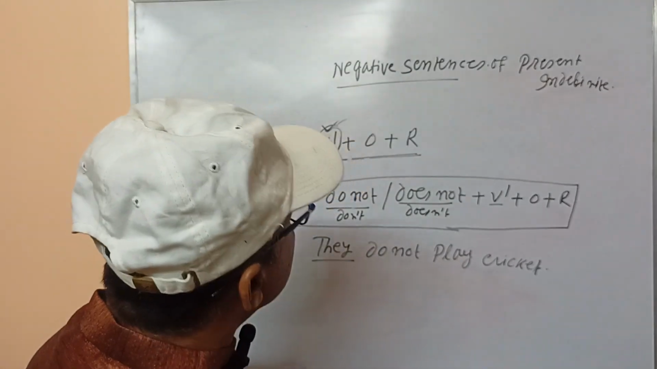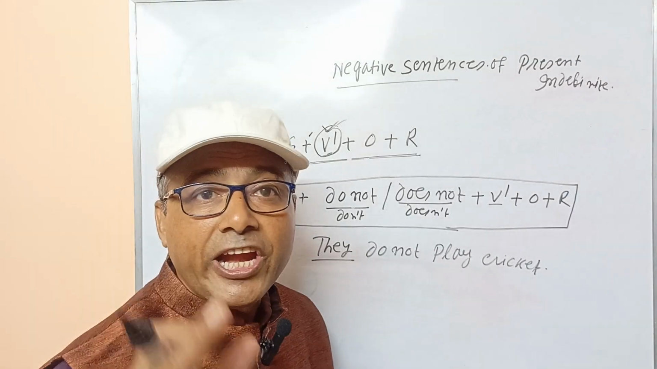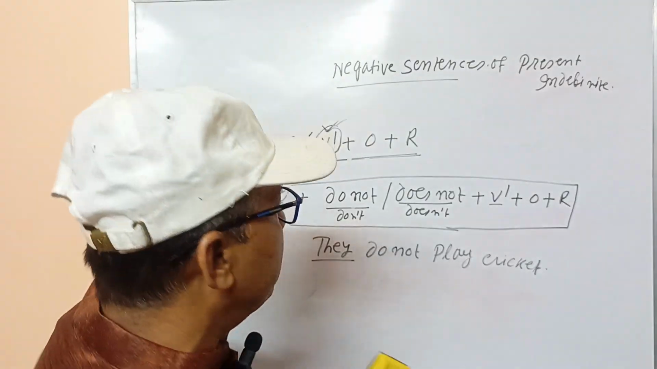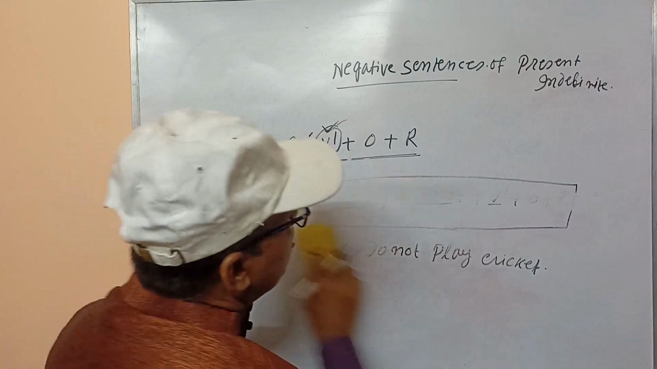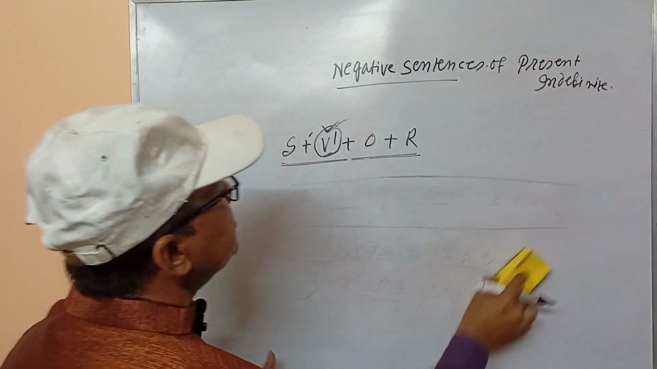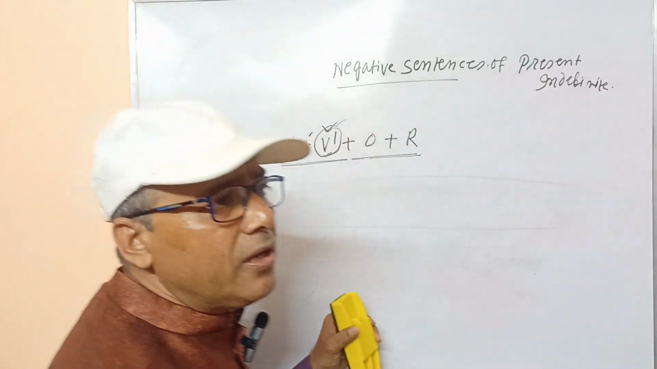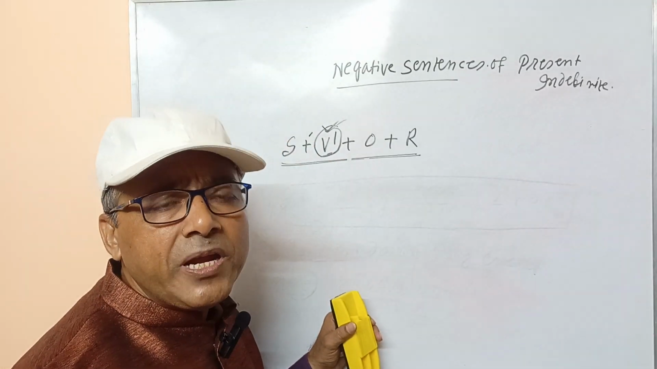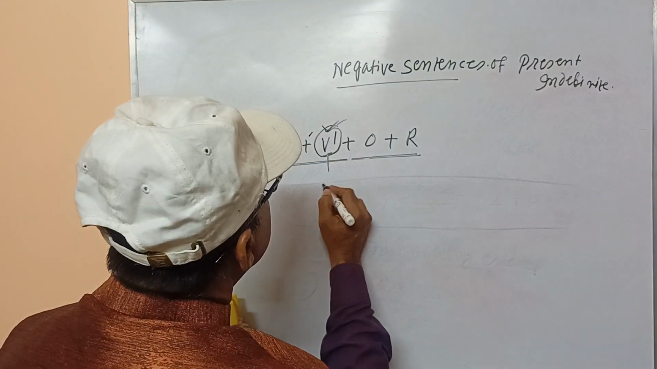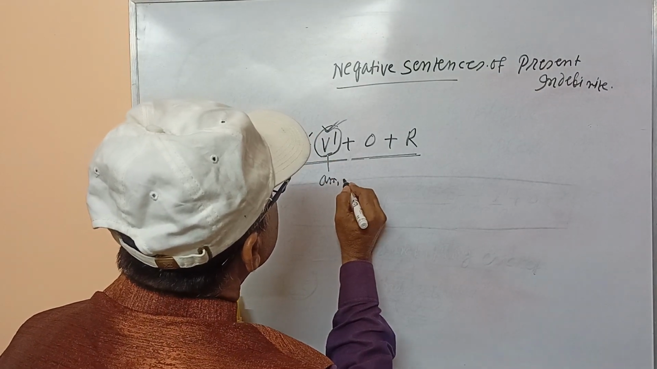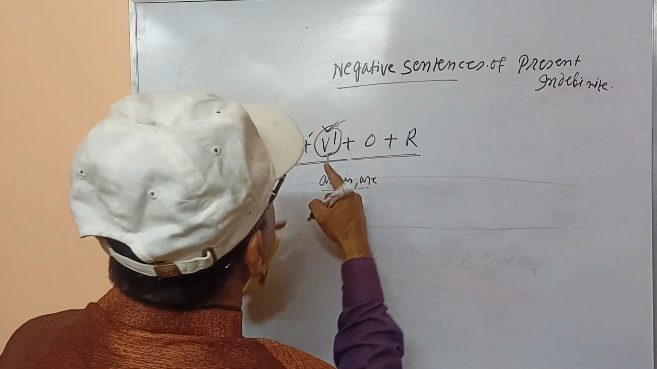Now I will show you to frame the negative sentences with the help of be verb, right? Just I am rubbing this. How we shall frame the negative sentences with the help of be verb. Now, my formula of affirmative sentences with the be verb. What was the formula? Just here, am, is, are. Am, is, are I wrote.